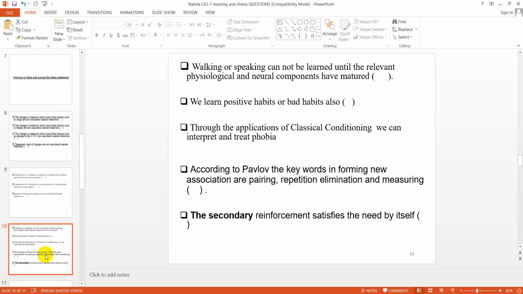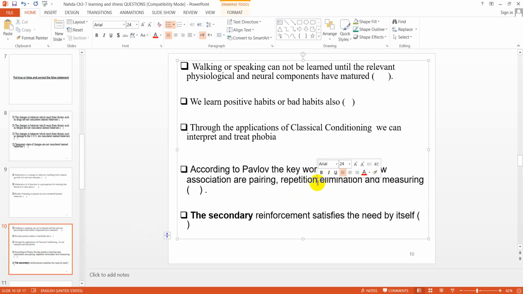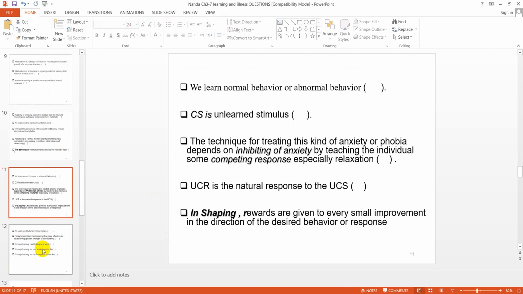According to Pavlov, the key words in forming a new association are pairing, repetition, elimination, and measuring. The secondary reinforcement satisfies the need by itself. We learn normal behavior or abnormal behavior.